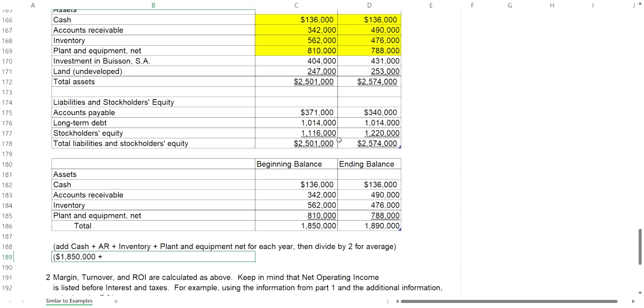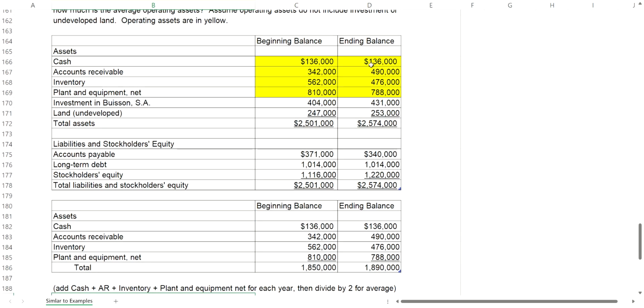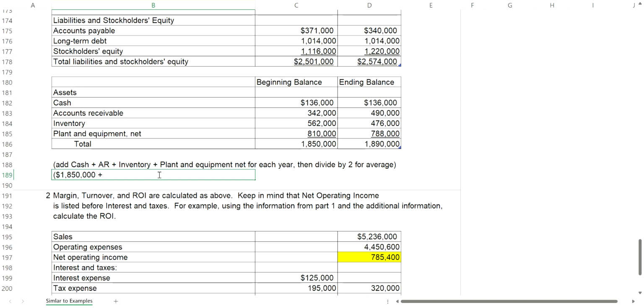Now, I'm going to add up the operating assets from the ending balance. So cash 136, AR 490, plus inventory 476, and property and plant of 788. And that gives me 1,890,000 as the ending balance of my operating assets. So next I will add those together and then divide it by 2 to get an average. And that gives me an average of $1,870,000.